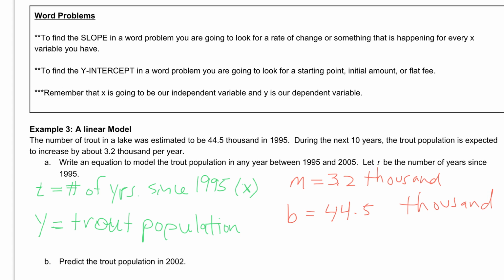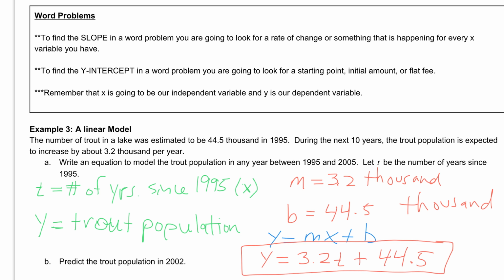And then what we want to do is we want to write our equation. Remember, we're trying to fill in for y equals mx plus b. So we are still using y. So we're going to continue to use y equal to, m in this case is 3.2. In this case, instead of using x, we're using t. So I'm going to put a t in for my x. And then my y-intercept is 44.5. So here's the equation that represents this situation.